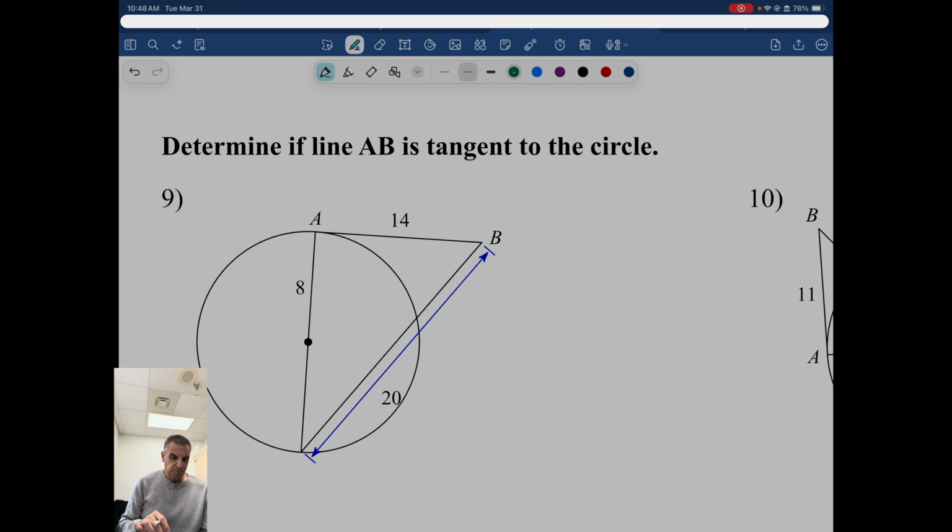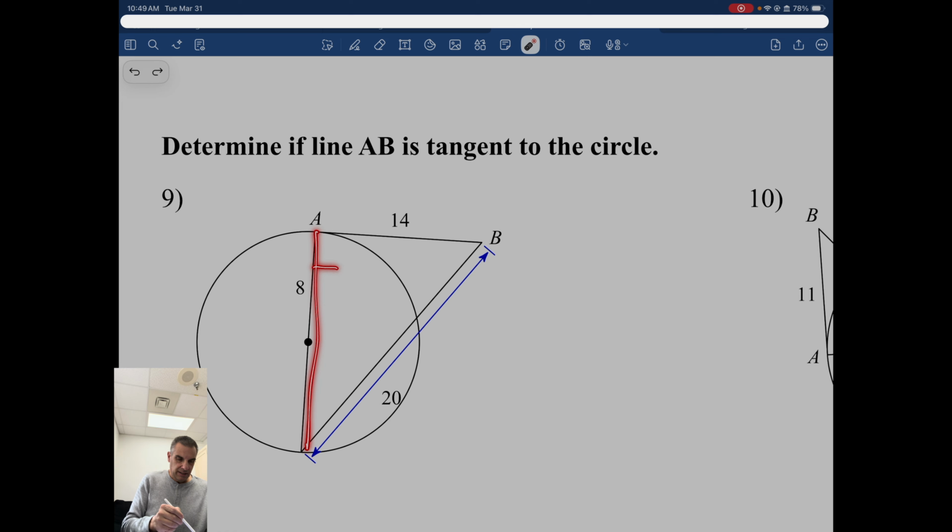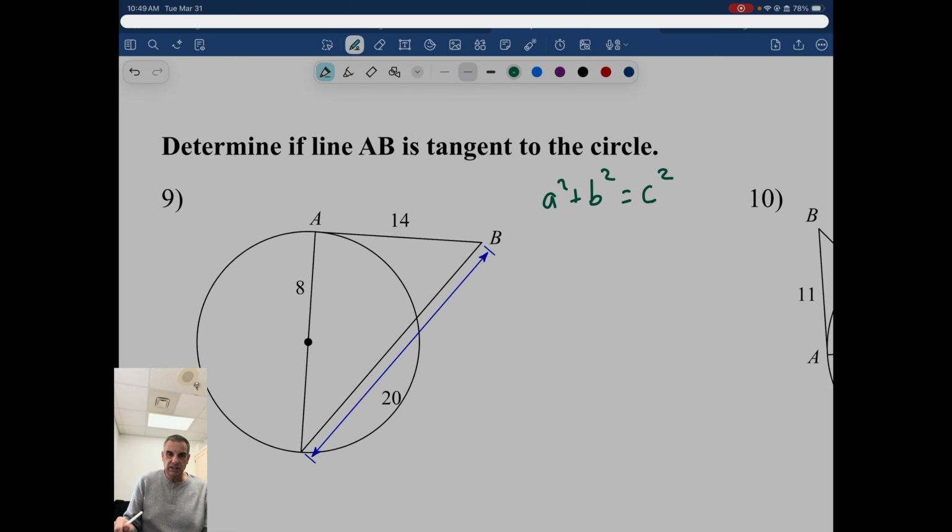My favorite questions. Determine if a line AB is tangent to a circle. So in order for this line to be a tangent, meaning it only hits it in one spot, we have to have a right angle there. So we have this right triangle right here. If we use a squared plus b squared equals c squared, leg squared plus leg squared equals hypotenuse squared, if that works, we're good to go.